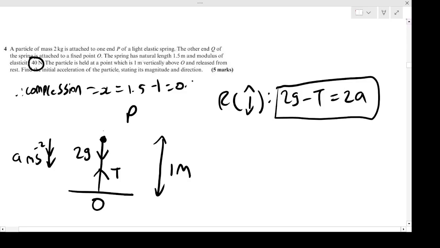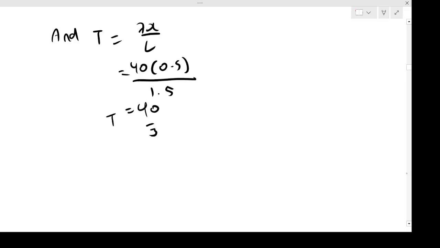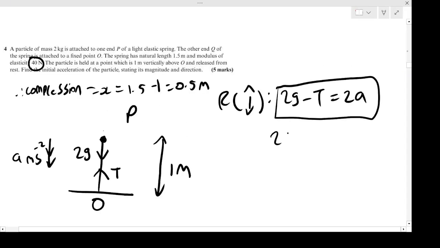Okay, hopefully that makes sense. And so that means it's 0.5 for the compression divided by the natural length, which is 1.5, and then I can work that out and I get 40 over 3. And there we are, that's my force T. So I can sub that in here, so that means 2g, which is 2 lots of 9.8, minus 40 over 3 for T equals 2a.